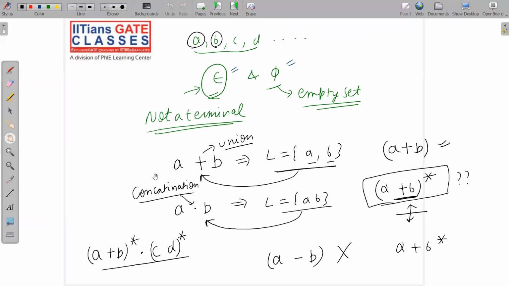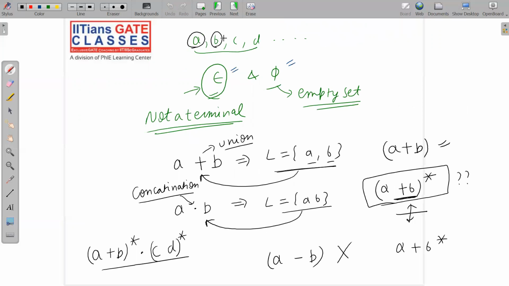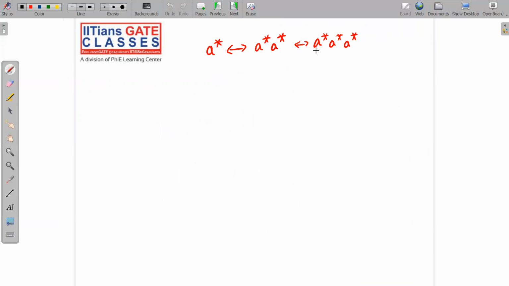Now I'm jumping to the next slide. Let's move to the next slide. Now my question is about a star. I have not explained these things to you yet, so this is a question for you. Is a star equivalent to a star a star, a star a star a star, and so on? Are all these equivalent or not? Let me tell you one thing.